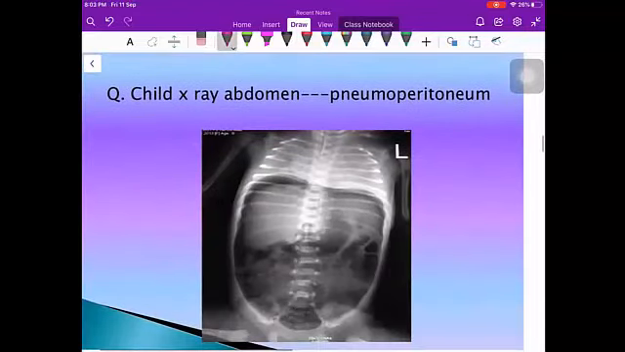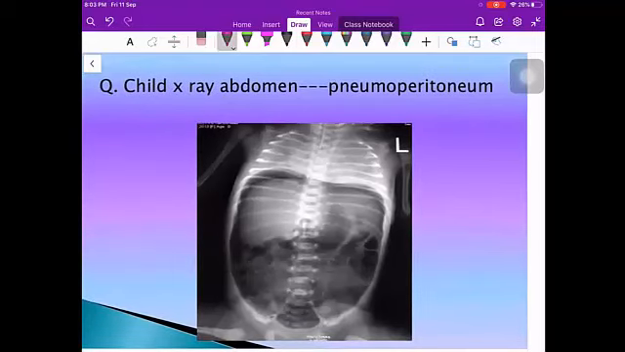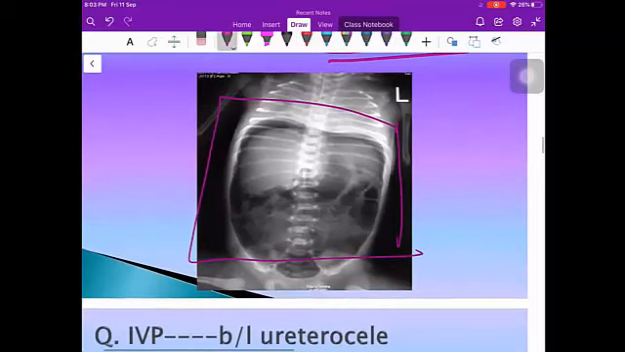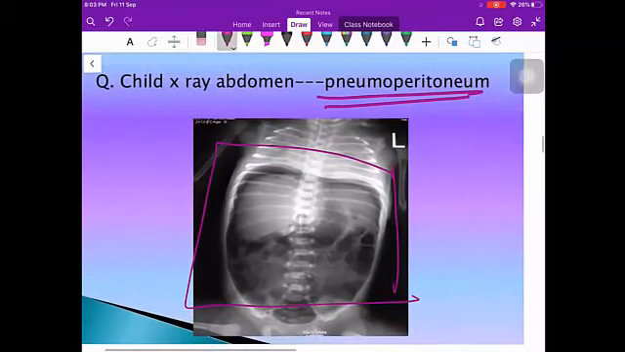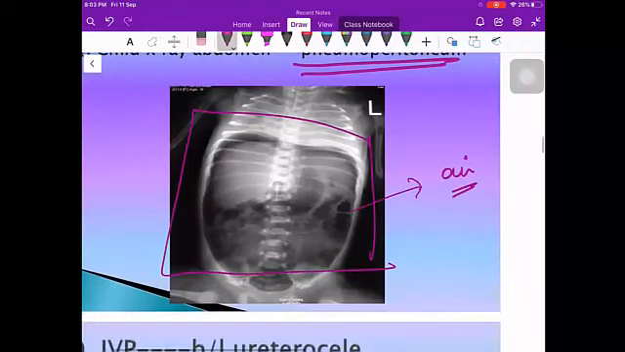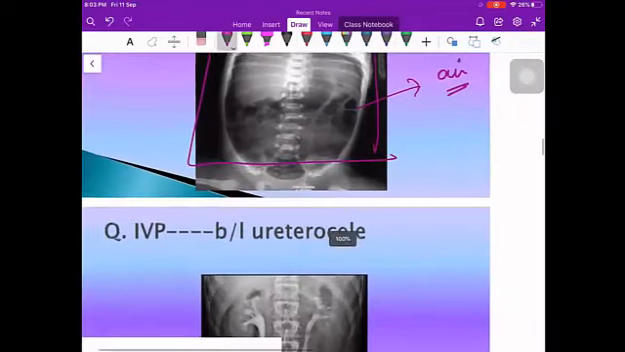Next, there was a chest X-ray, the X-ray abdomen of a baby, and it is showing pneumoperitoneum. The exact history must have been written in the question, but students have sent me this incomplete history. So this is pneumoperitoneum. You can see so much air in the peritoneal cavity. That is why this is giving a black shadow.